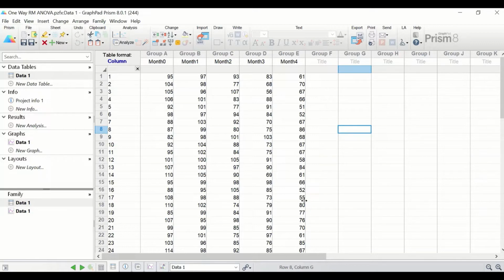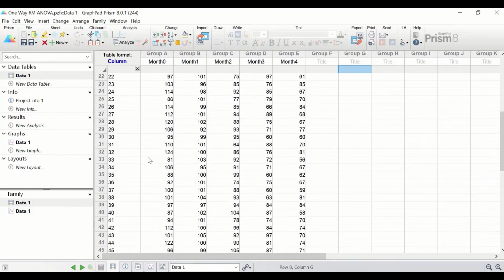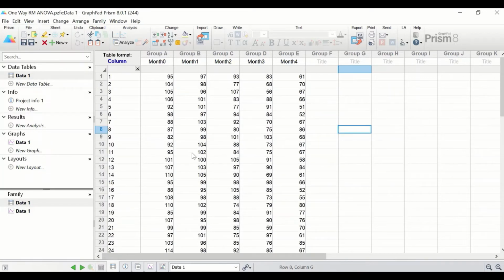daily for 1 hour on the body weight. So there are 50 participants enrolled in the study, and each participant's weight was measured at multiple points in time. The weight of each individual is measured at time zero, the beginning of the study, and then after 1 month, and then after 2 months, 3 months, and 4 months.